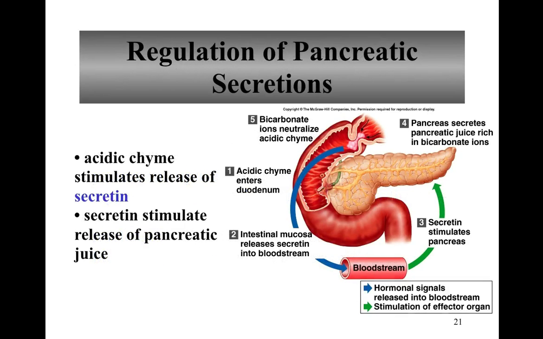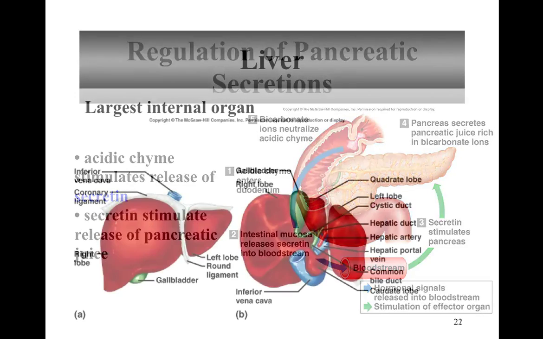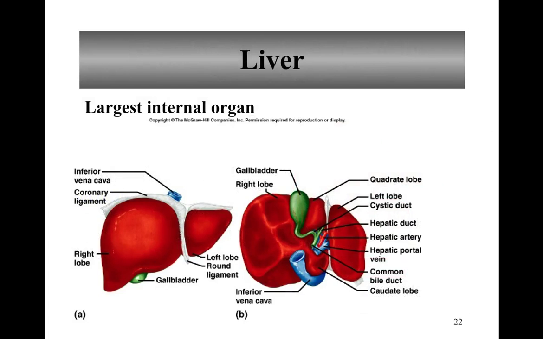As far as controlling when they're released, it's primarily the result of the acidic chyme, which is the acid and enzymes in food from the stomach, entering the small intestine, causing a hormone called secretin to be released, which then causes the pancreas to release the pancreatic juices. Next, we'll talk about the liver.